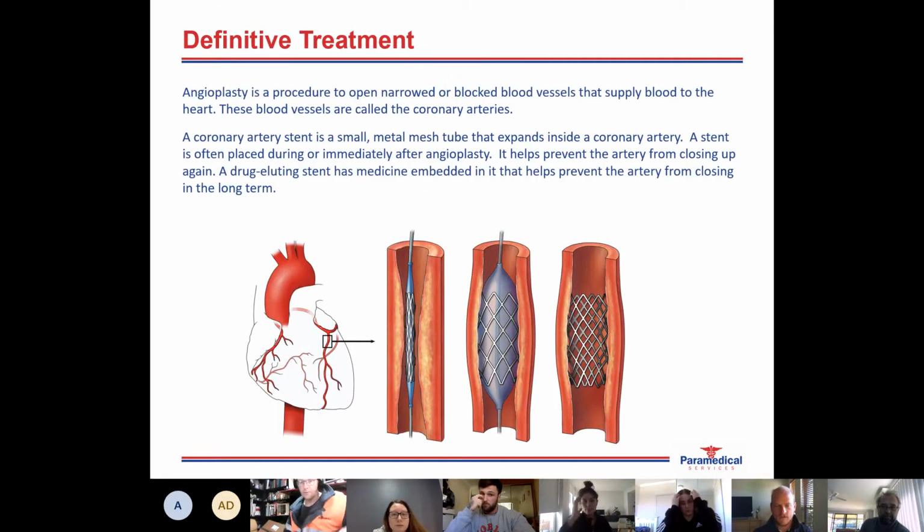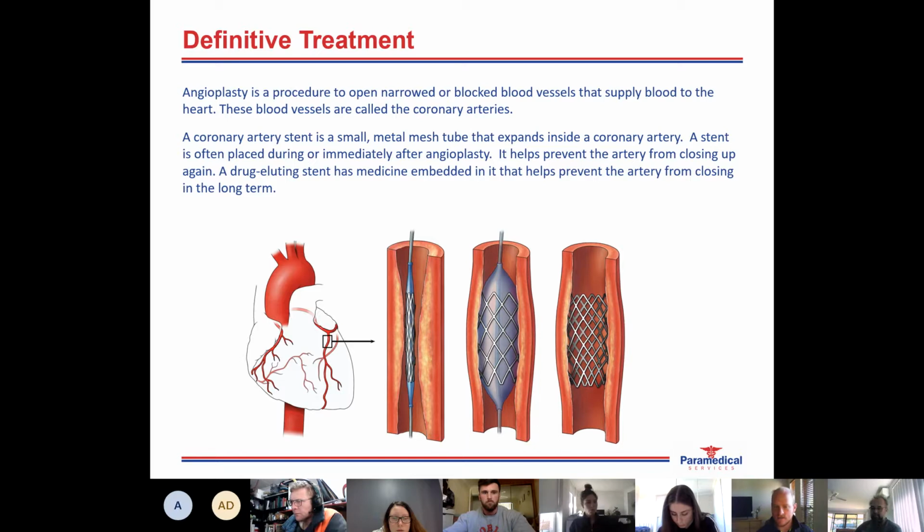So kicking off into the next part, we look at angioplasties, a procedure to open narrow or blocked blood vessels that supply blood to the heart. These blood vessels are called your coronary arteries, as discussed earlier. The one imaged here is the LAD, and the LAD is what we would otherwise call our widowmaker.